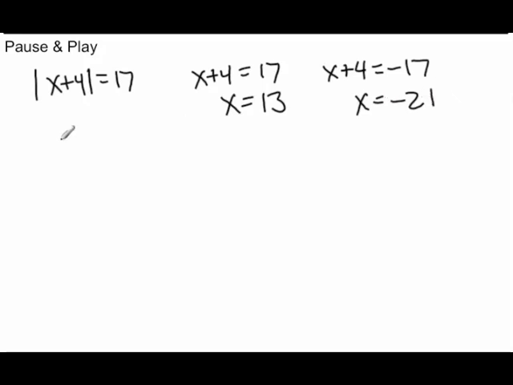Checking my solutions. 13 plus 4 is 17. Absolute value of 17 is 17. This one, negative 21 plus 4 is negative 17. Absolute value of that is 17. So both of these solutions are true.